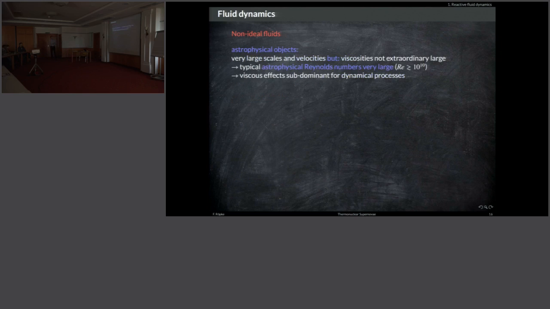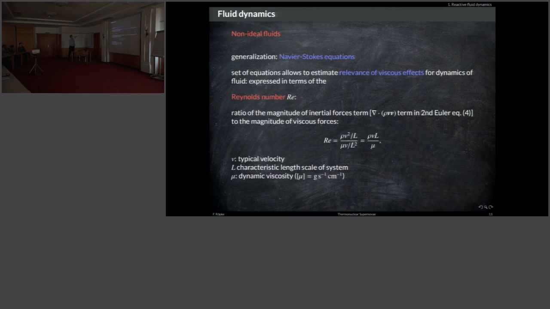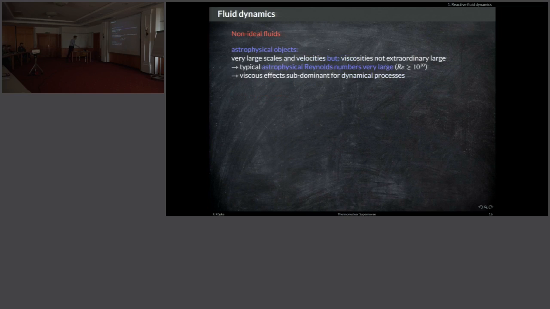Okay, so for astrophysical objects, usually we have very large scales, of course, and we have large velocities. These enter the scales, and the velocities enter our Reynolds numbers. So this would have us expect very large Reynolds numbers if we have large velocities and large scales. And astrophysical fluids usually have rather normal viscosities, so they are not extraordinarily large. Therefore, for typical astrophysical situations, we find that the Reynolds numbers are very large, on the order of 10 to the 10 or higher. That means that viscous effects are usually subdominant for dynamical processes. So therefore, in most cases, astrophysical fluids can be regarded as ideal, non-viscous, and can be modeled with a simplified set of the Euler equations.